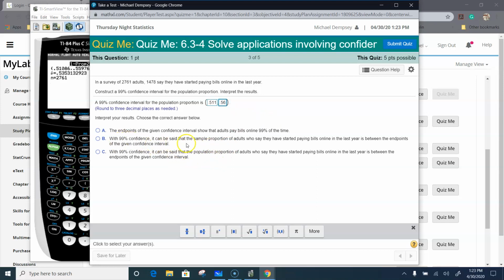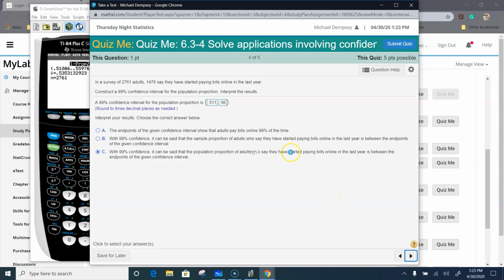With 99% confidence, it can be said that the sample proportion, we know is in there, 100%. We're 99% confident that the population proportion was in there, the parameter of interest. That's what we want there.